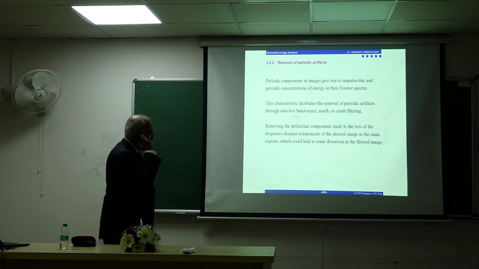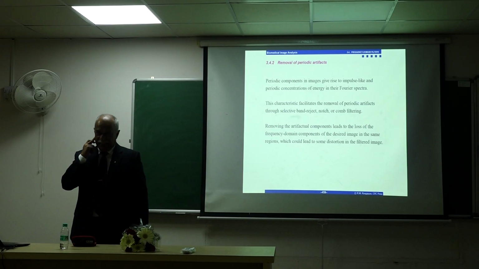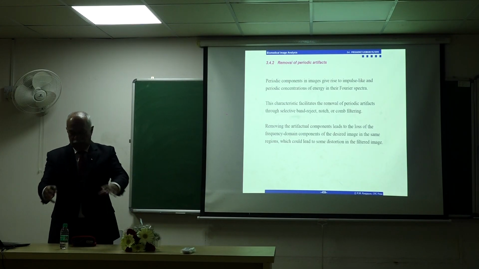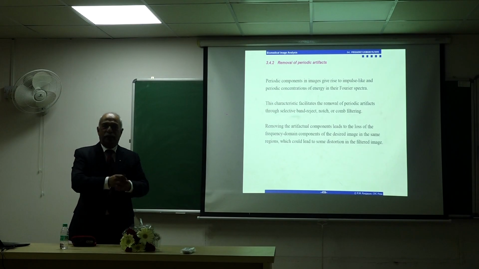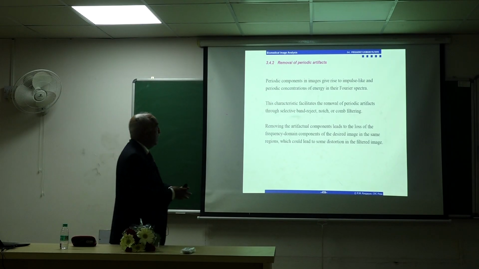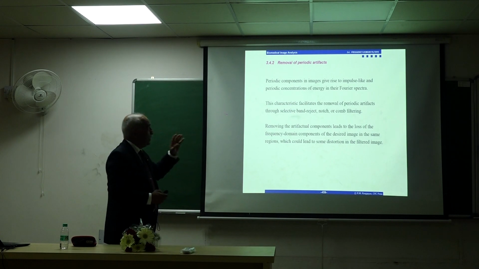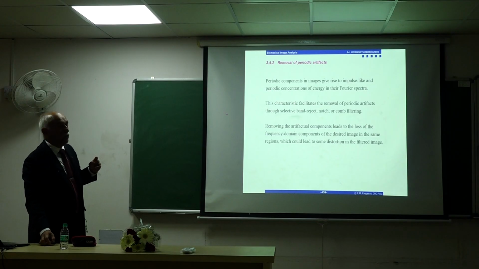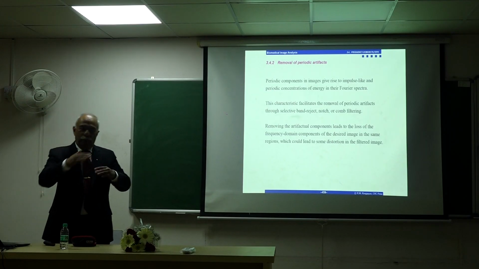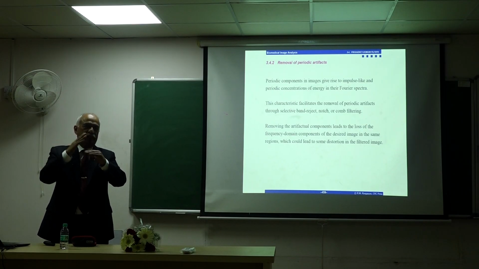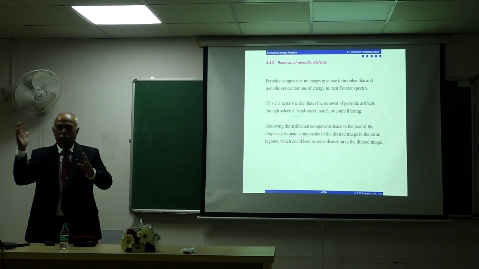There could be some periodic artifacts, sometimes with grid lines, as I mentioned. And if you have a picture that is drawn on some sort of a graph paper, then there are these vertical and horizontal lines. Periodic components give rise to impulse-like periodic concentrations of energy in the Fourier spectra. Periodicity means there is a pattern and it is repeated, and repetition is convolution with the delta function. You repeat the same thing.